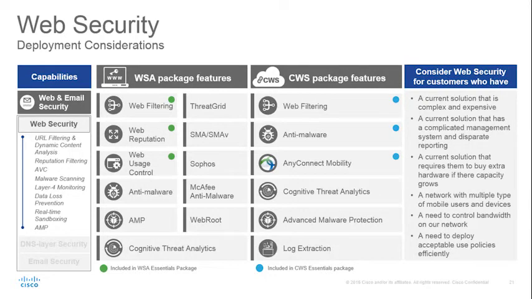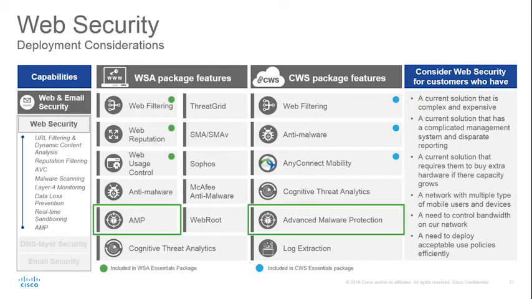Cloud Web Services, the cloud-based service for web security, could help customers that don't want to add on-premises hardware. The CWS Essentials package comes equipped with URL filtering, anti-malware, and AnyConnect mobility, with log extraction and CTA offered as a la carte options. The CWS Advanced Threat Detection package consists of CTA and AMP, while the CWS Premium Bundle includes all offerings from the CWS Essentials and Advanced Threat Detection bundles.